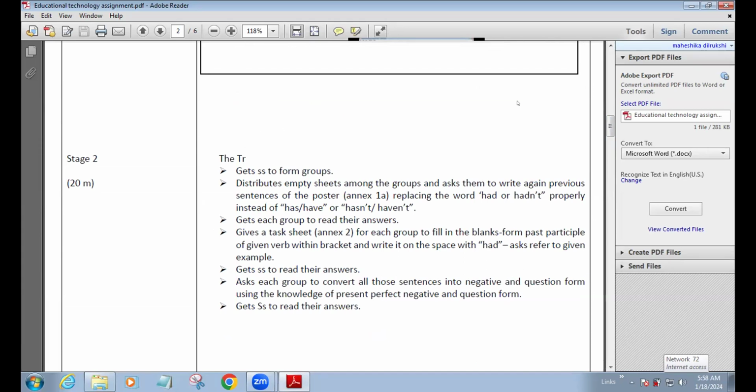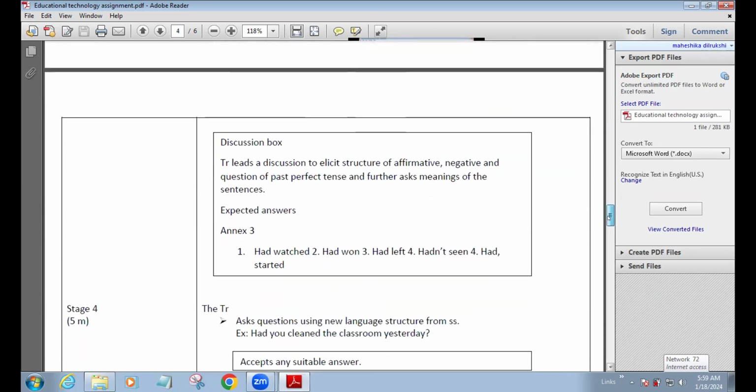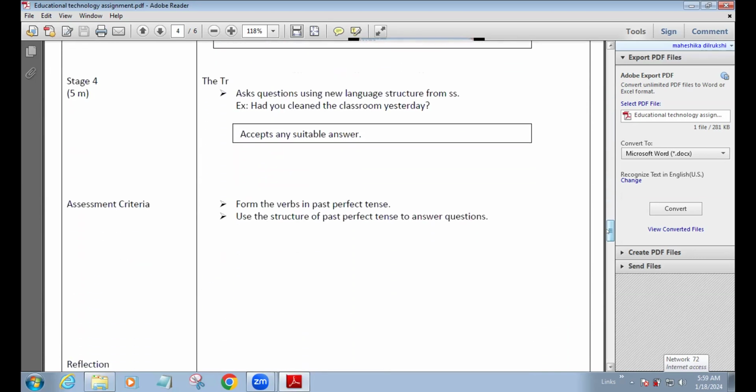Then go to the last part. Everything else is okay for me. And when it comes to assessment criteria, perfect, because you have taken the cognitive domain. Perfect, and go to reflection.